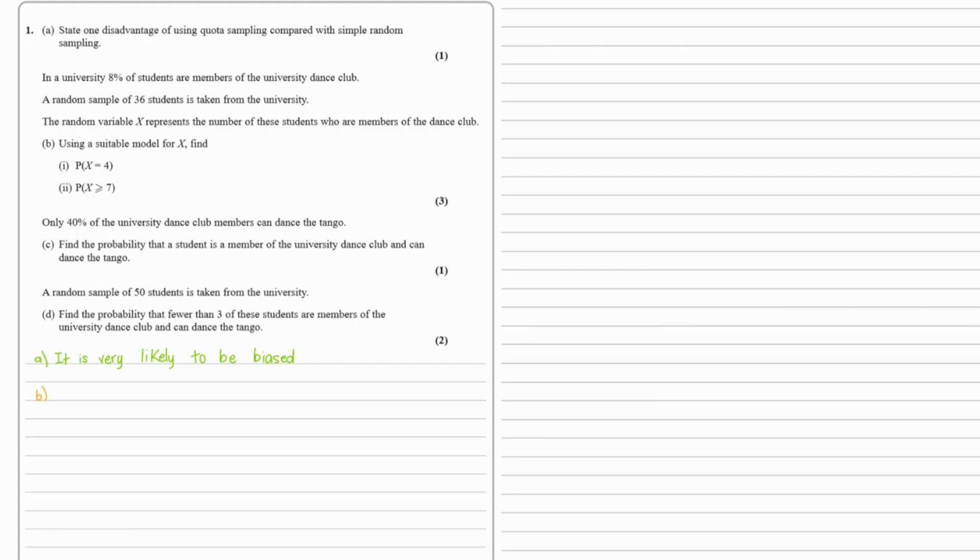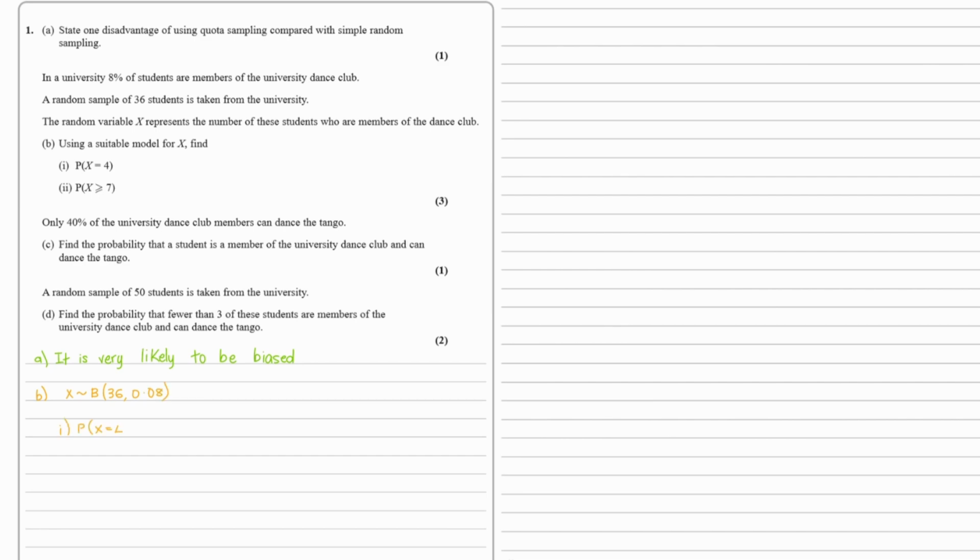So the model that we are going to use for this question is a binomial distribution, and we can say that x is binomially distributed. The random sample is of 36 students, so we will write the n as 36, and the probability that the student is a member of the dance club is 8%, so we can write that as 0.08.